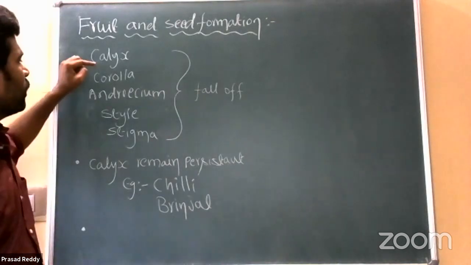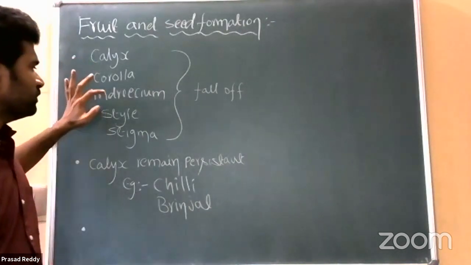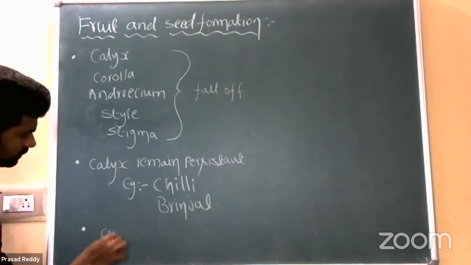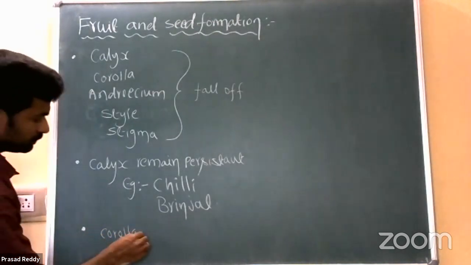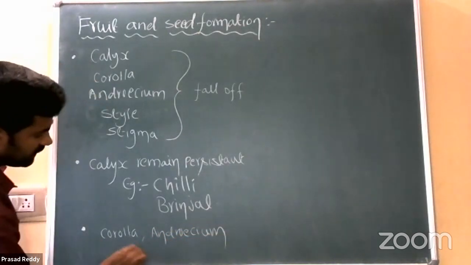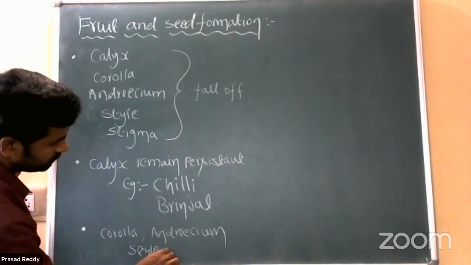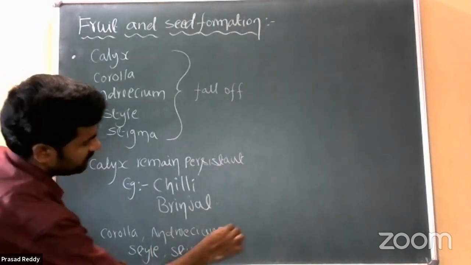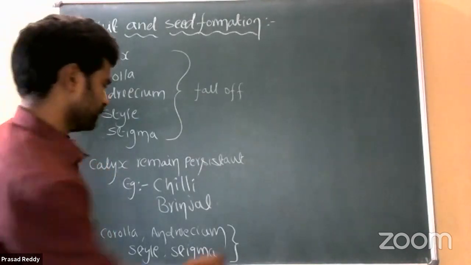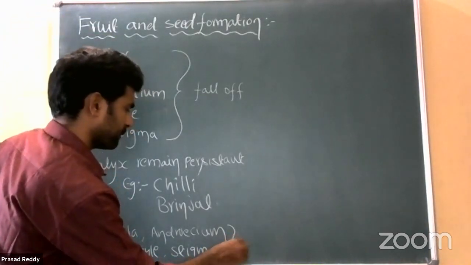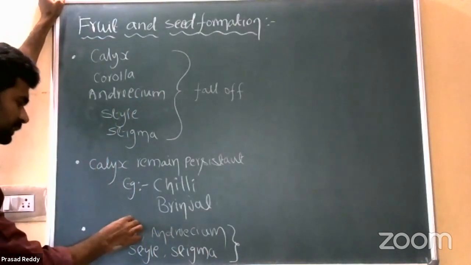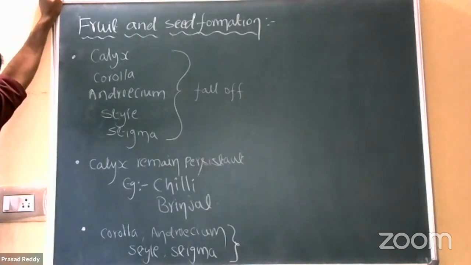So now take corolla, androecium, style and stigma. Persistent in which plant? Which plant is it? Think once. So corolla, androecium, then style and stigma persistent in which plant?